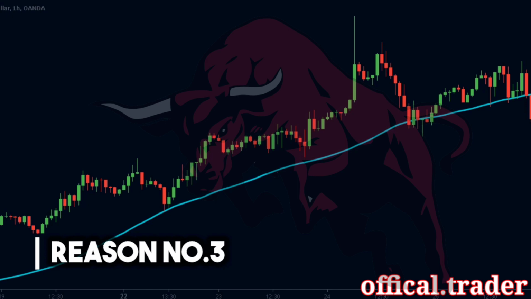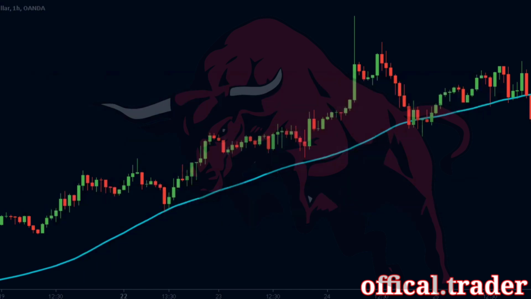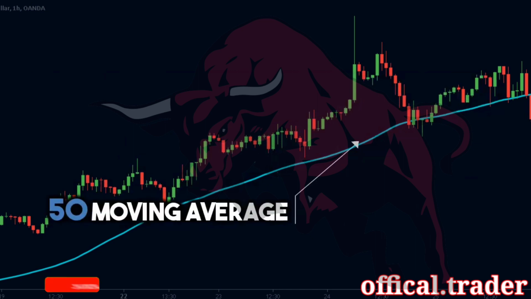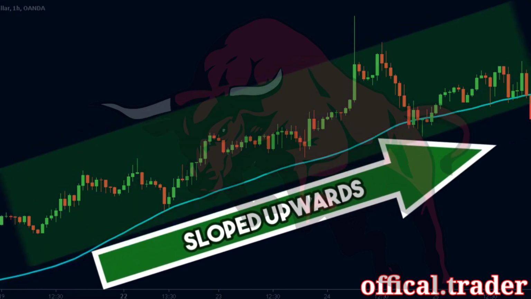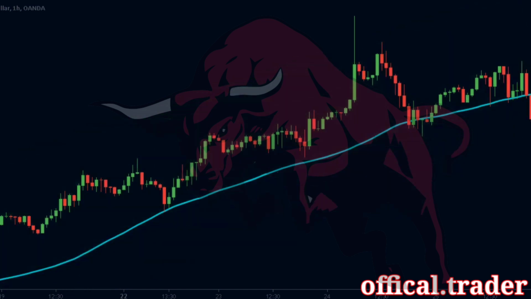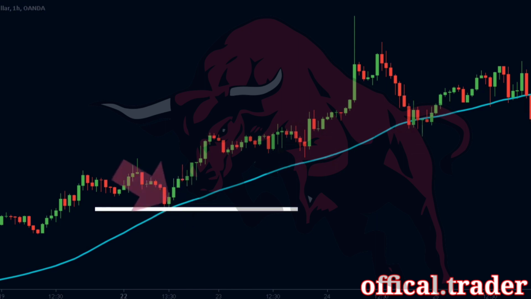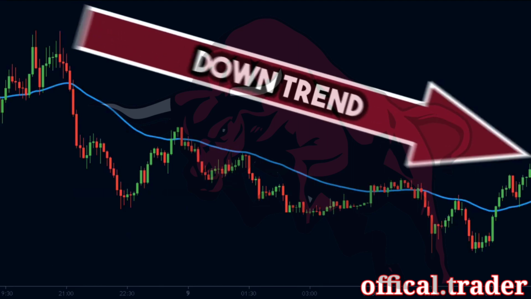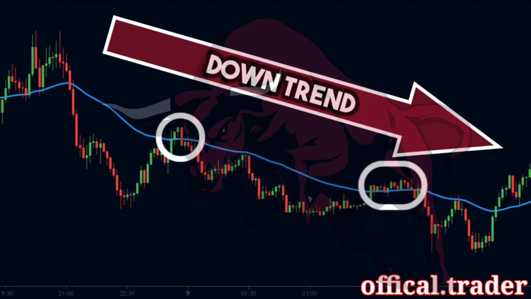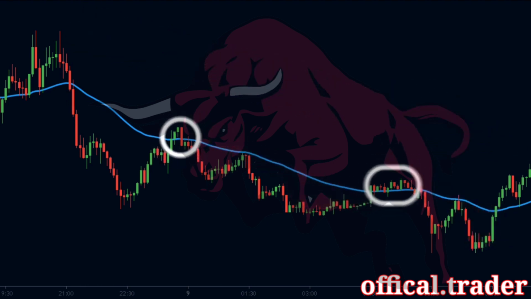The third reason of using the moving average is that it often acts as a dynamic area of support and resistance. Here is the 50-period moving average. We have a clear uptrend here as the moving average is sloped upwards and the price is trading above the moving average. Look at these points. Here, the price makes a pullback and finds support at the moving average, and then reverses. Oppositely, in a downtrend, the price will often find resistance at the moving average. This indicates a possible trend continuation.